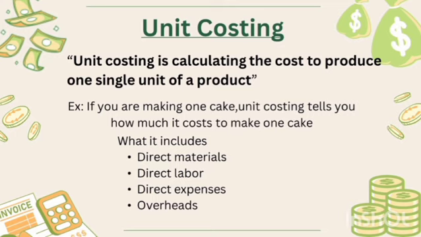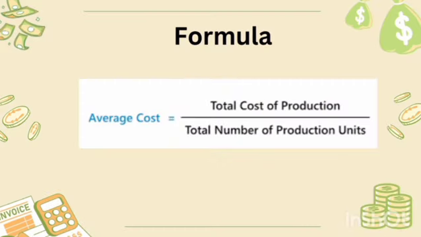Direct labor is shown twice in the slide, but it should be listed only once overall. These direct costs help us calculate the true cost of each unit. We can calculate the unit cost using a simple formula. Average cost equals total cost of production divided by total number of units produced.